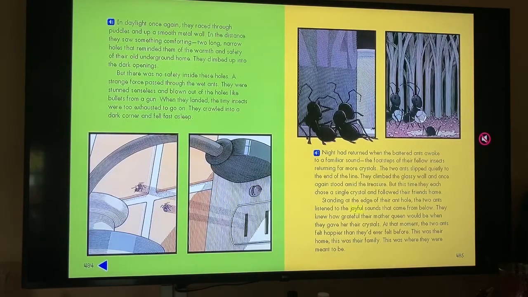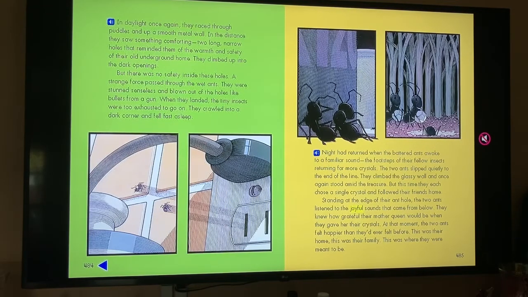In daylight once again, they raced through the puddles and up a smooth metal wall. In the distance, they saw something comforting. Two long, narrow holes that reminded them of the warmth and safety of their old underground home. They climbed up into the dark openings, but there was no safety inside these holes.